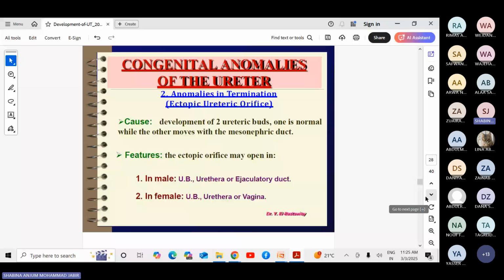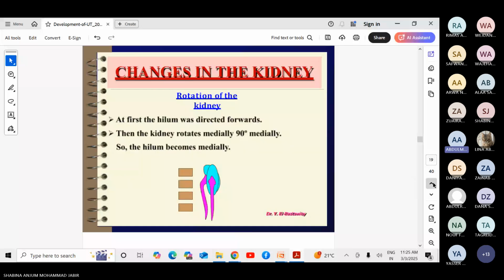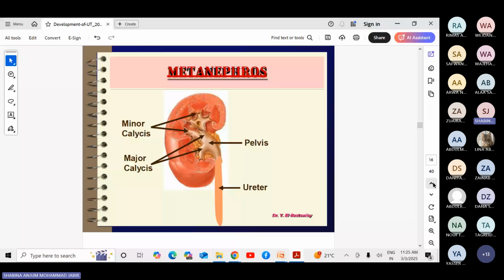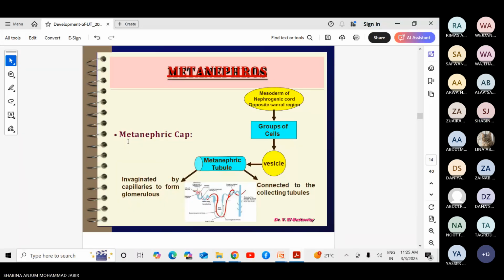Are you okay? Can you tell me what are the two structures which will develop the kidney? Yes, the ureteric bud and the metanephric cap. Okay. Metanephric cap. Very good. The metanephric cap, and the ureteric bud. Very good. And they will fuse.